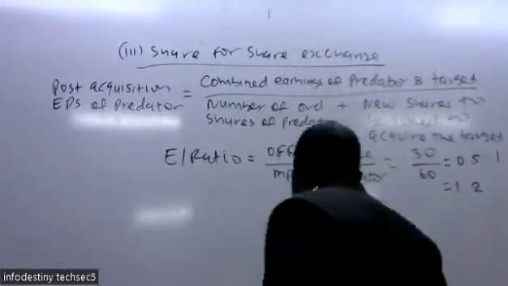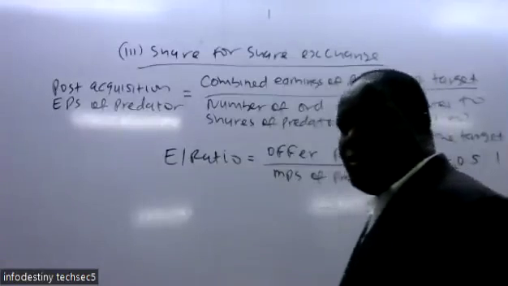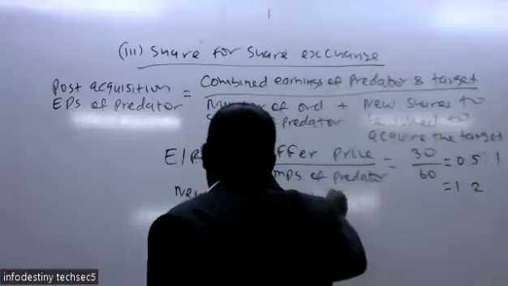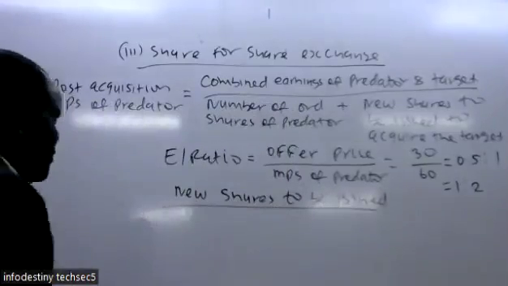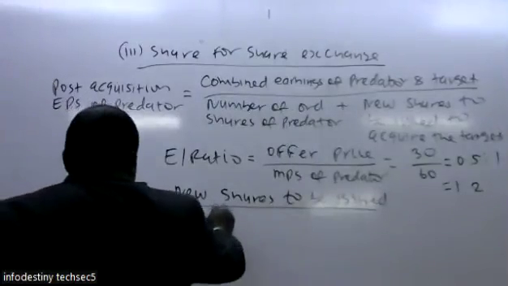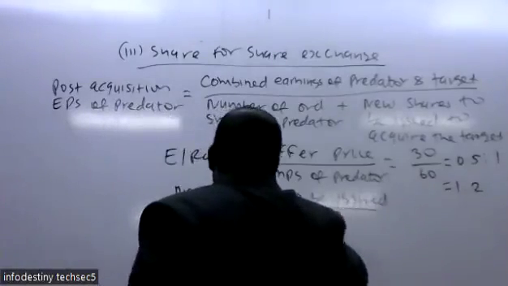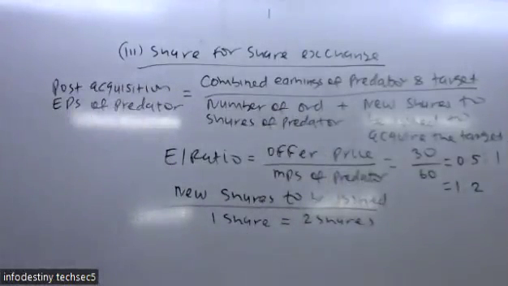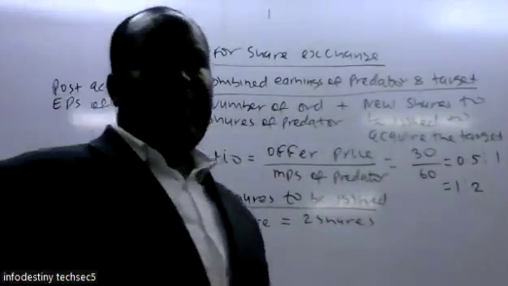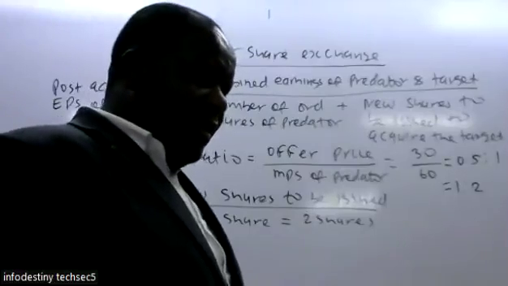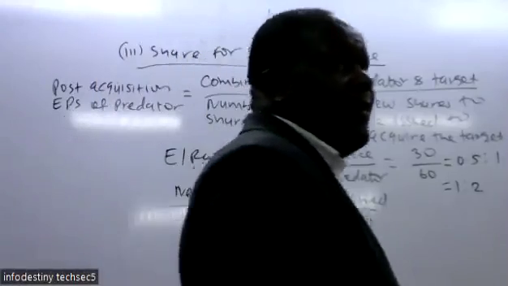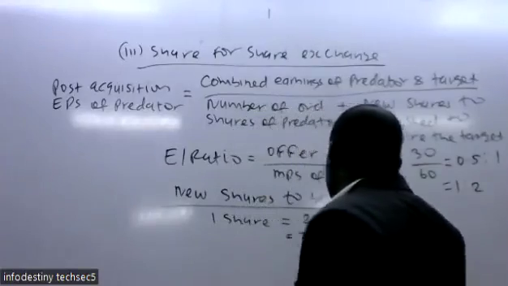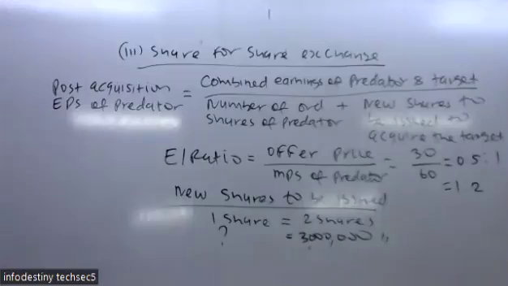From that point, we should now come up with the new shares to be issued. For every one share of the predator, it is equivalent to 2 shares of the target. You check the target, which is B Limited. Under B Limited, how many ordinary shares are outstanding in millions? It has 3 million ordinary shares outstanding. So how many shares need to be issued?